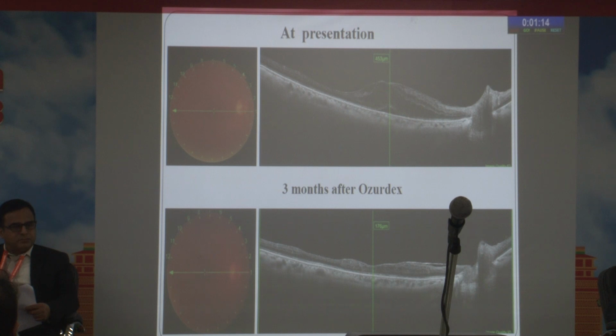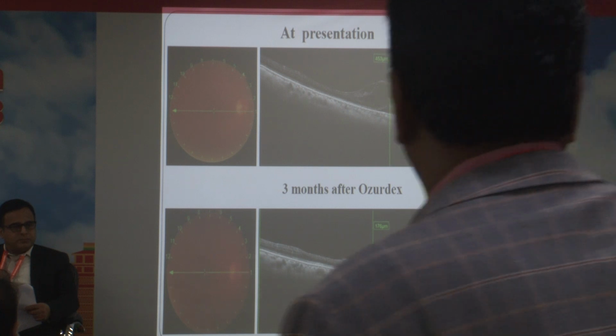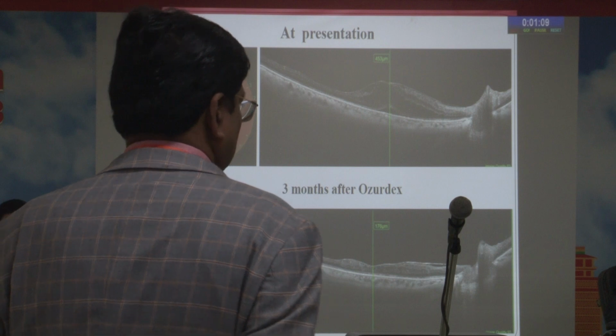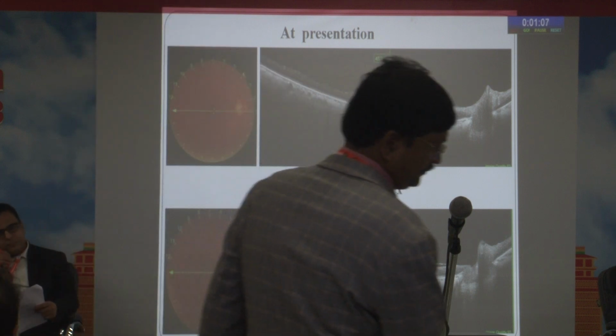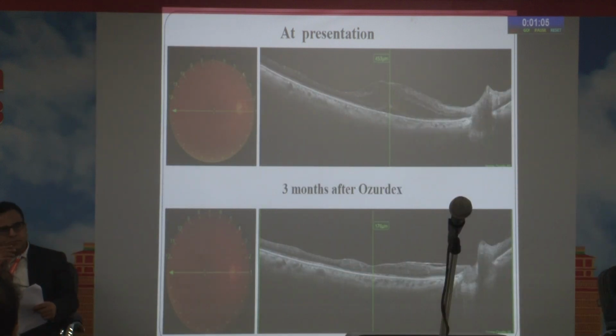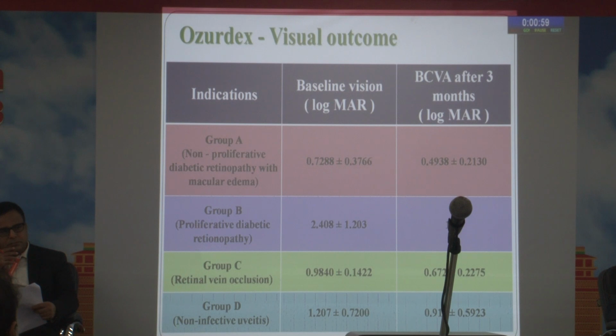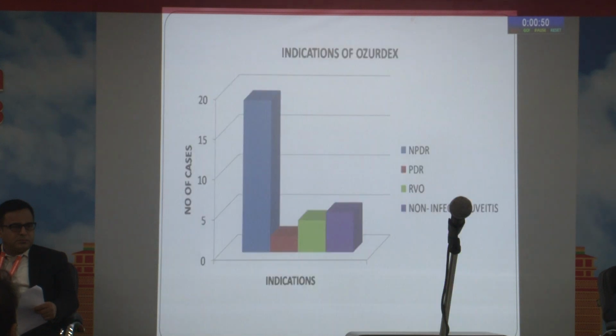So this is the fundus photograph of the patient having macular edema and the OCT with the central foveal thickness measured before and after. We can see the reduction in the central foveal thickness as well as resolving of the macular edema. This is a secondary visual outcome. All 4 groups showed a significant visual acuity improvement after the end of 3 months.